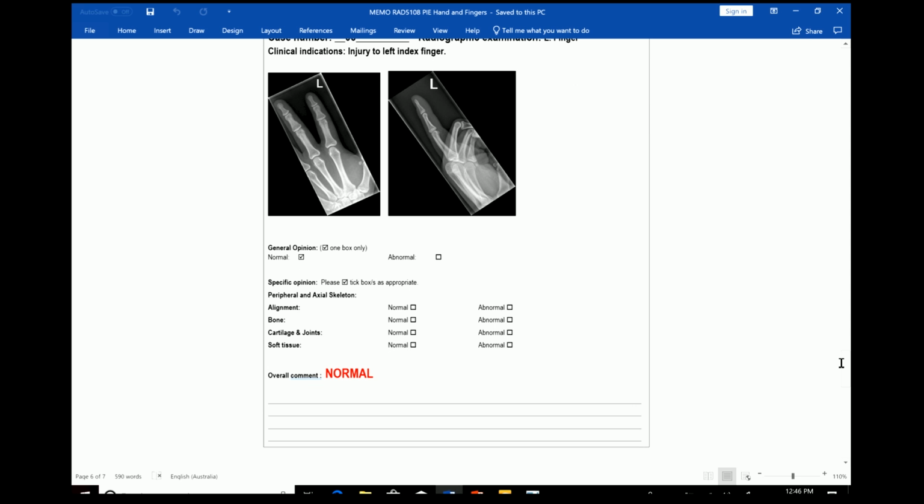So when it's normal, you only need to tick the general opinion that it's normal. You don't have to tick any of the other boxes, but if you want to, you can tick all of the normal boxes. And the overall comment is normal, or you could just state that no fracture has been identified.